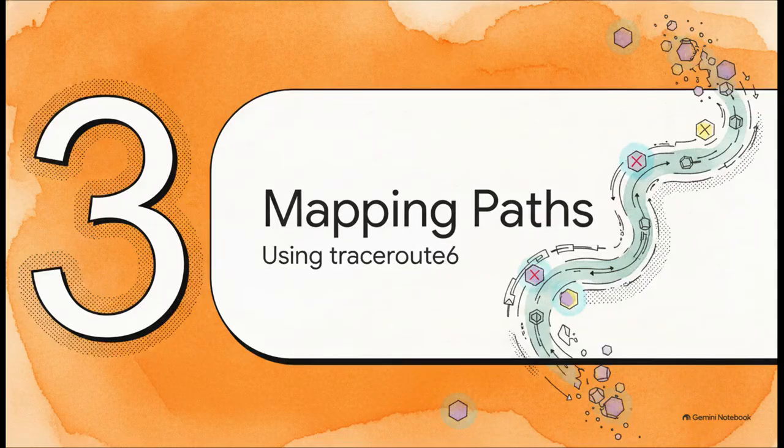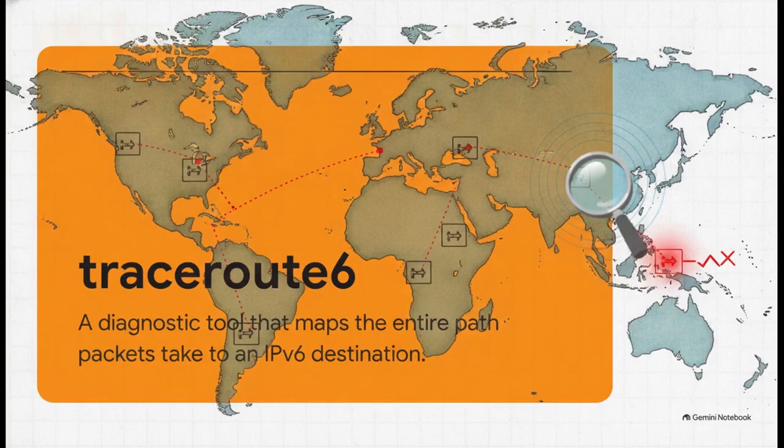Section 3, mapping paths with Traceroute 6. Let's figure out where the packets are getting lost. If Ping 6 tells us if the network is broken, our next tool tells us exactly where the trail went cold.